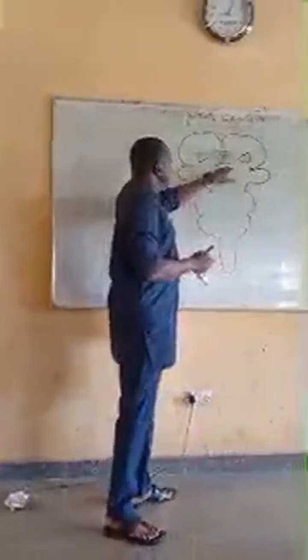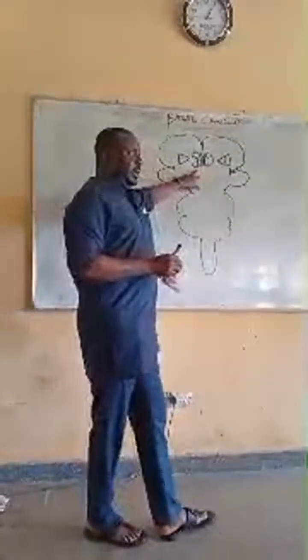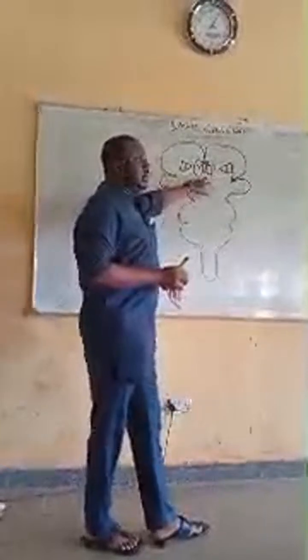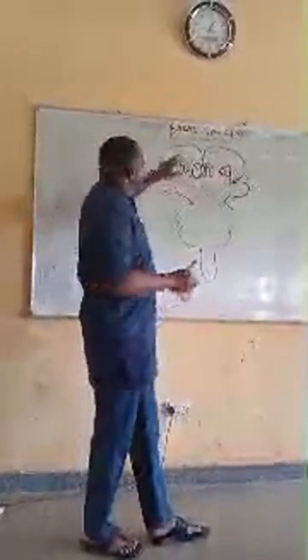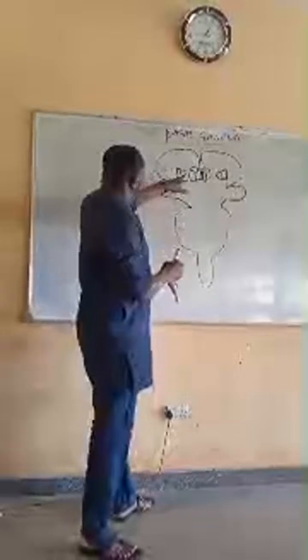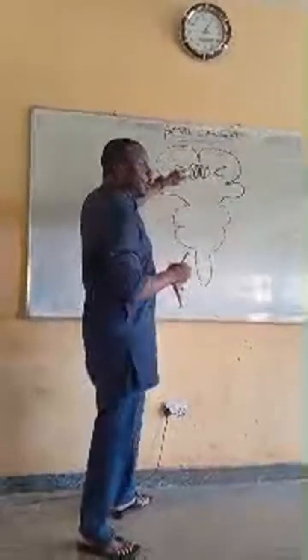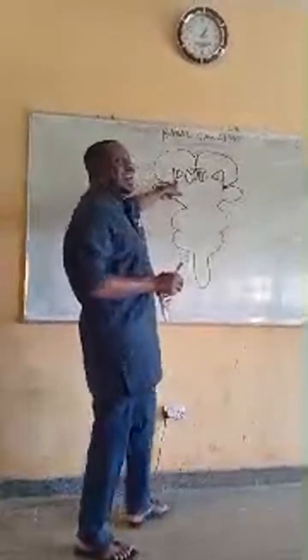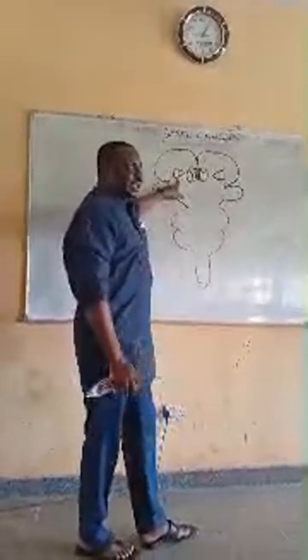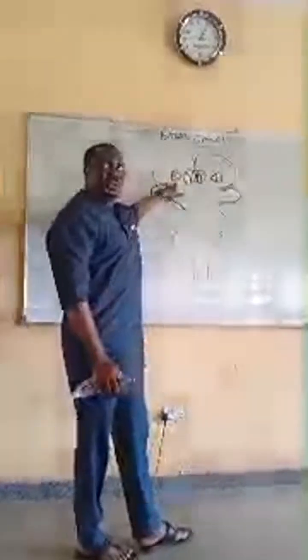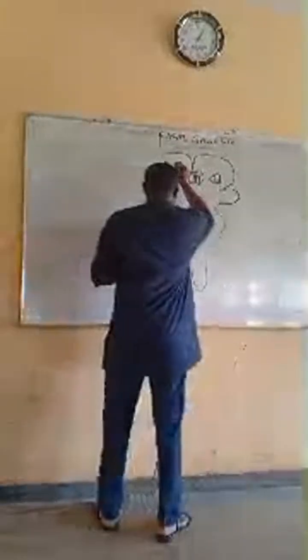Now you see that? Right? Alright, so these are what? The thalami. Are you there? These are the thalami. And then, when you move down, you have what? This is called the lentiform nucleus. Right? Lentiform nucleus. And then we have another structure here.